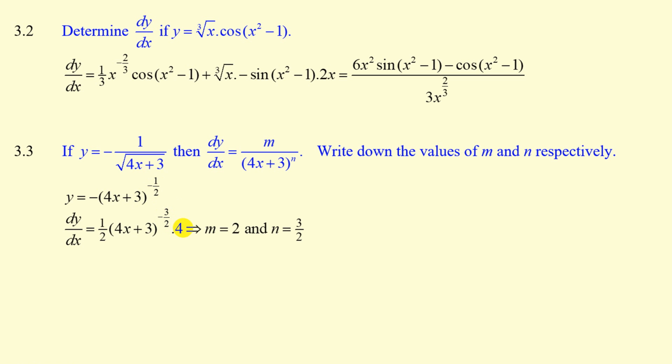Which, if you look at that, that means, I've jumped steps I guess, but on the top line we'll end up with 2 because half times 4. This will jump to the bottom, so we'll have 4x plus 3 to the 3 over 2 on the bottom, so therefore n is 3 over 2.